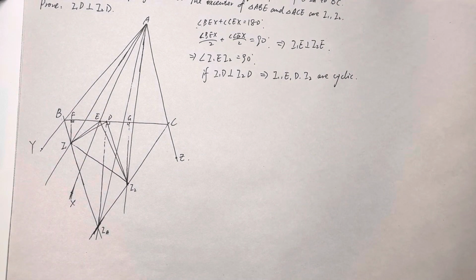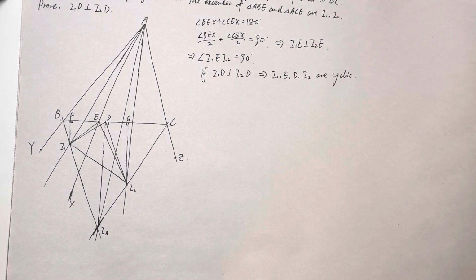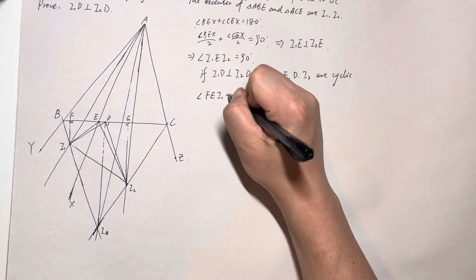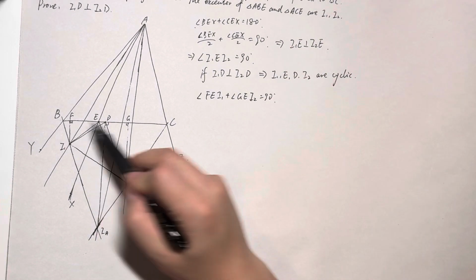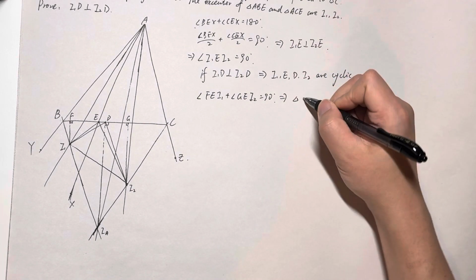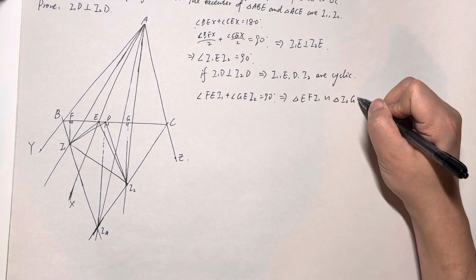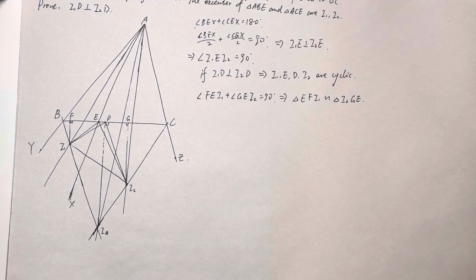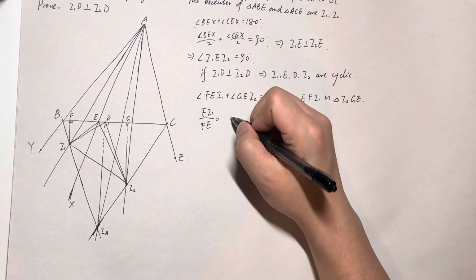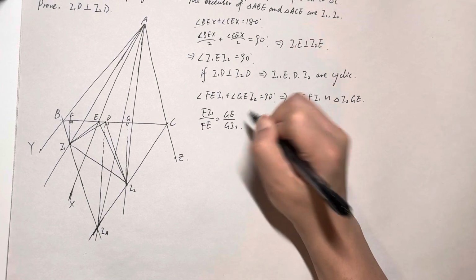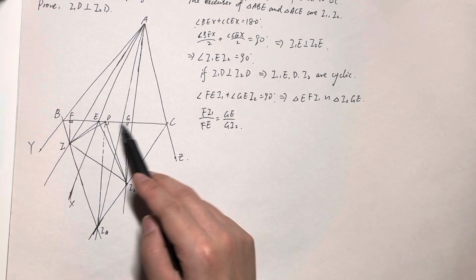The first thing that we notice here is that because we already know that angle I1EI2 equals 90 degrees, we know that angle FEI1 plus angle GEI2 equals 90 degrees, right? Which means this is 90 degrees, this is 90 degrees. So which gives us that triangle EFI1 is similar to triangle I2GE, right? So we know that FI1 to FE equals GE to GI2.